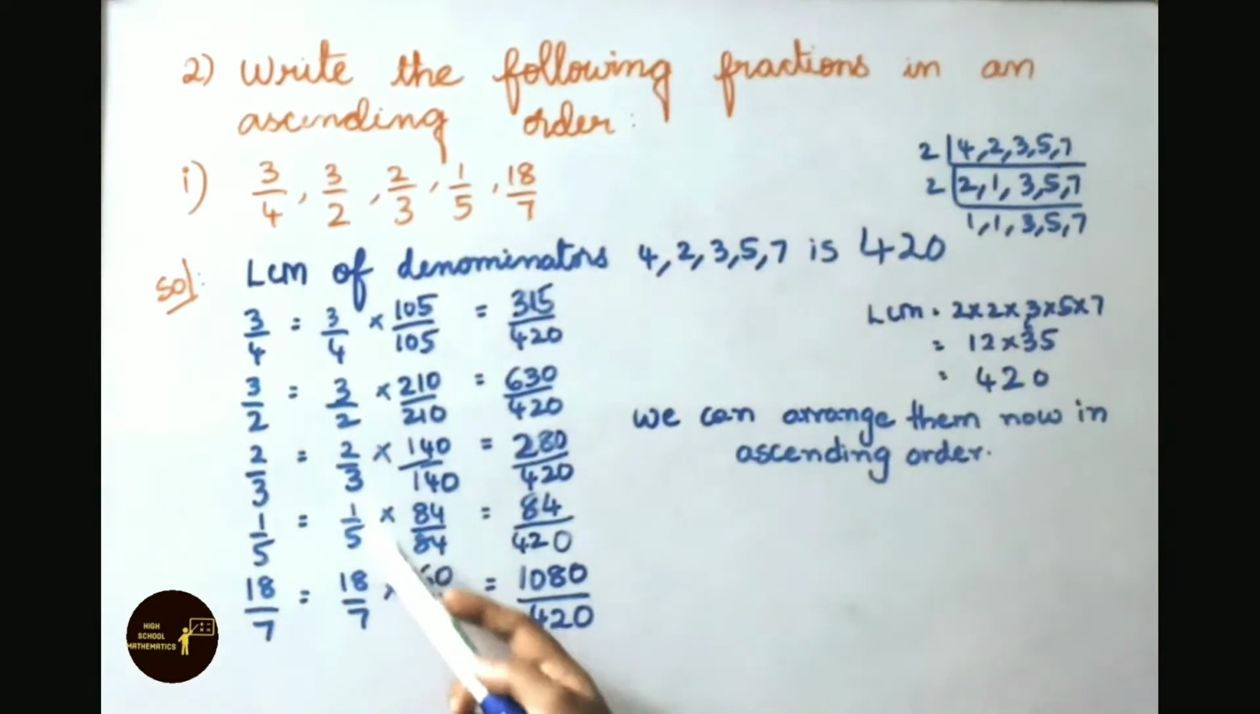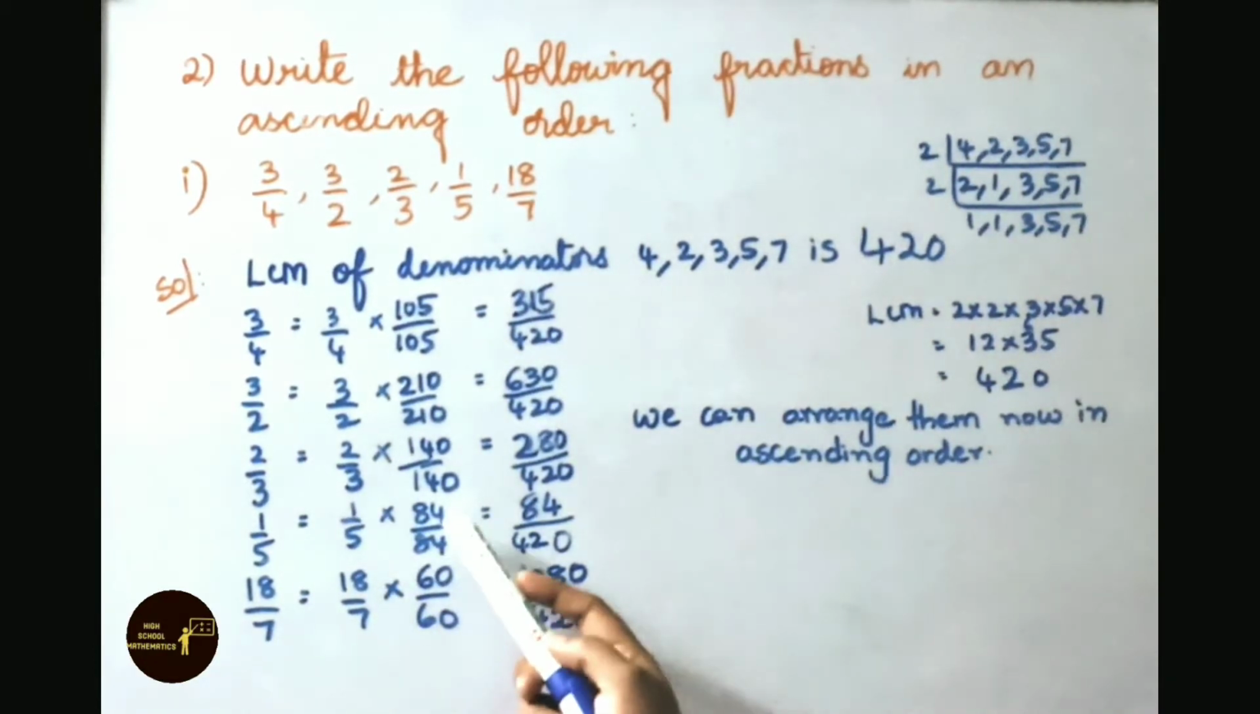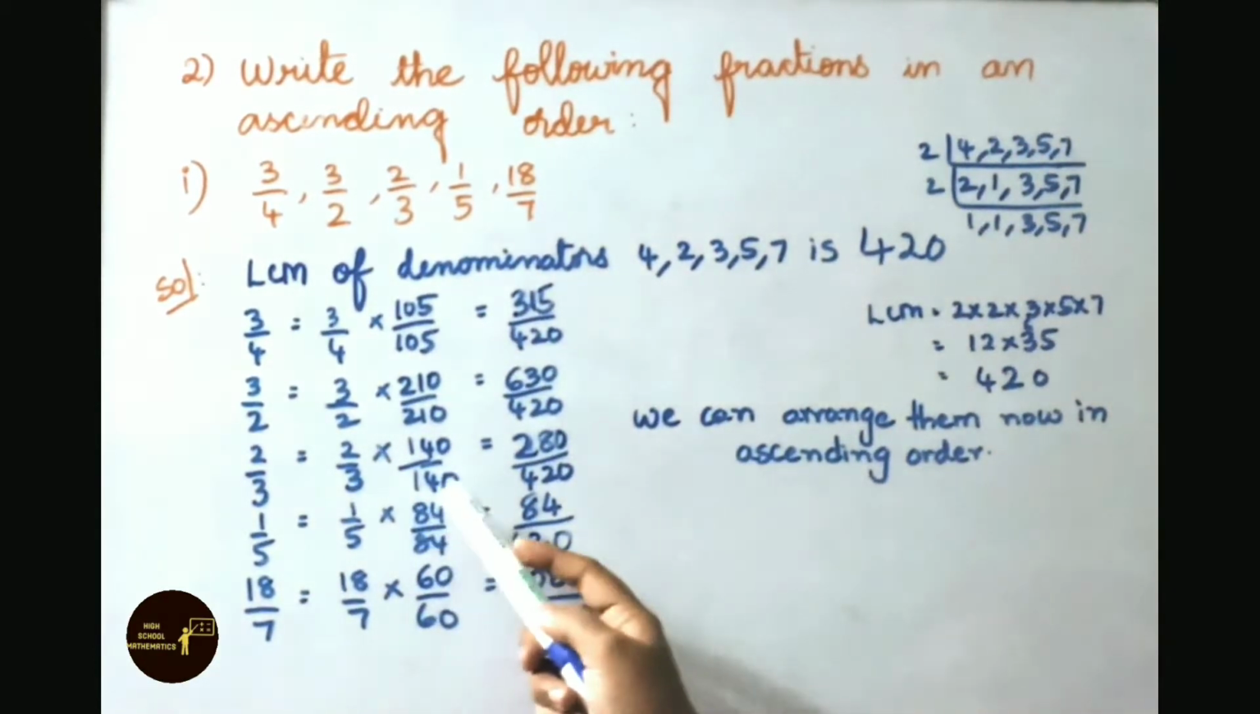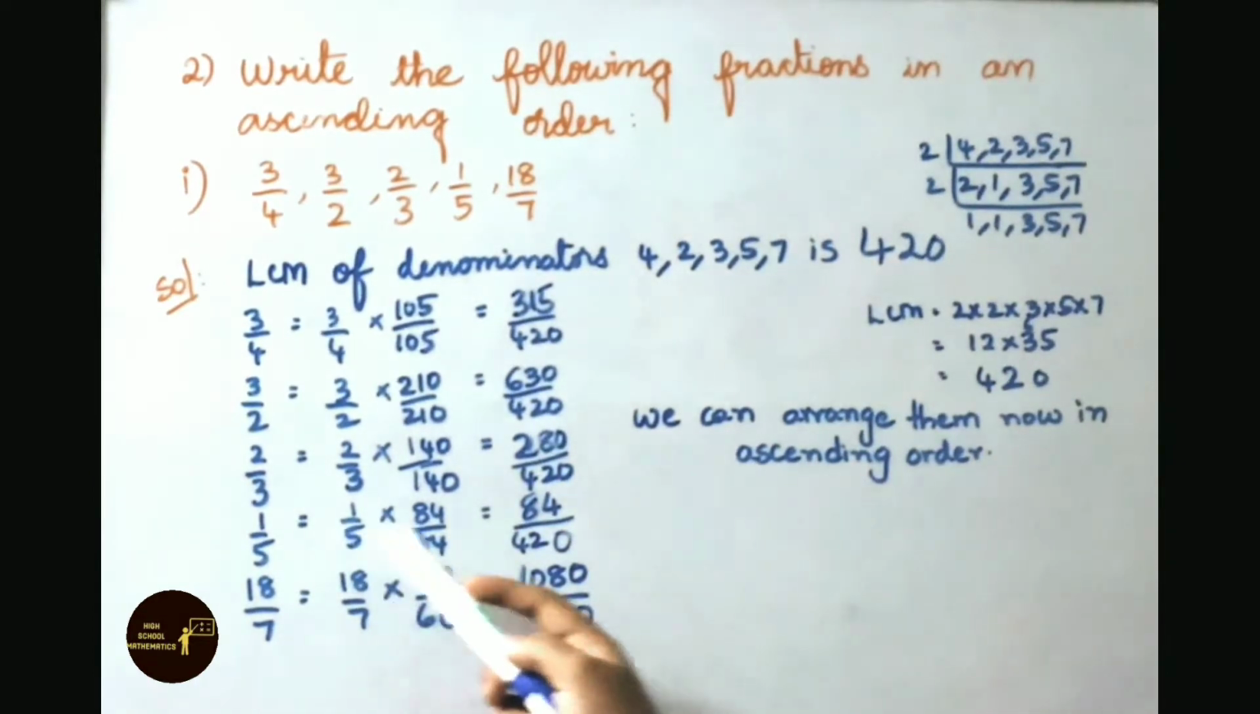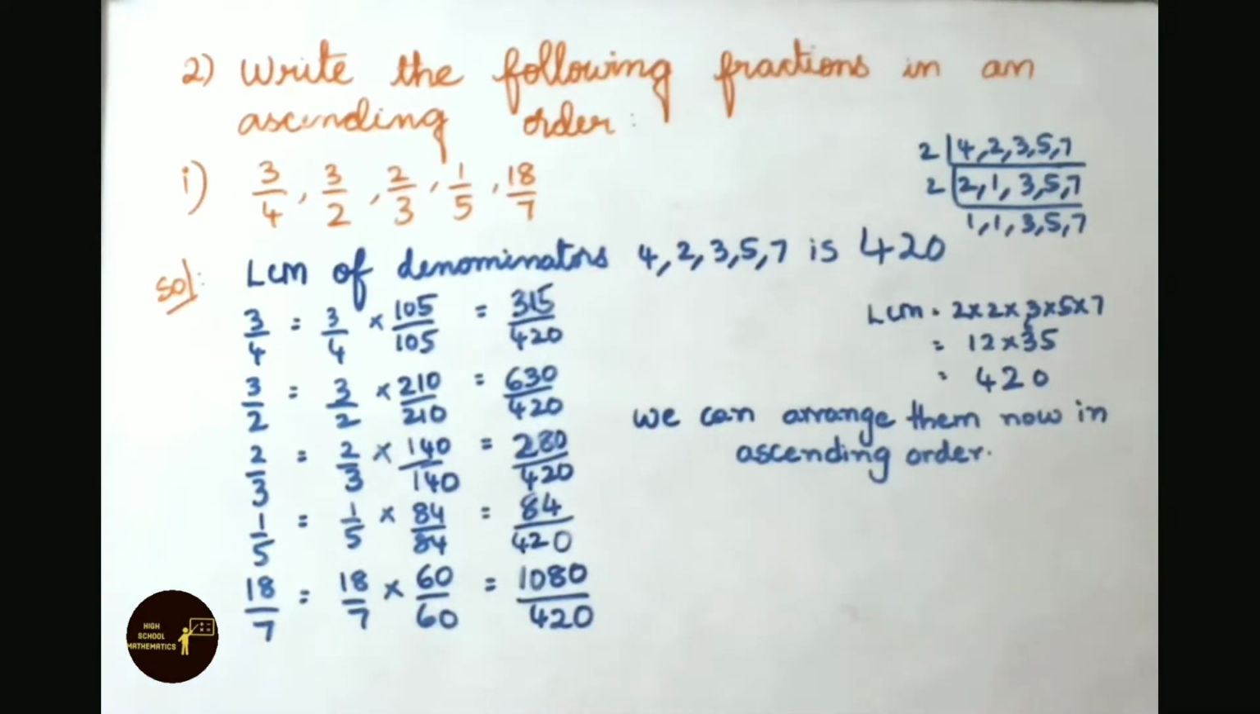See the next fraction, 1 by 5, that is multiplied with 84. So 1 into 84 is 84. 5 into 84 answer is 420. See the last fraction, 18 by 7. 18 by 7 we multiplied with 60. So 18 into 60 is 1080. Denominator 7 into 60 is 420.